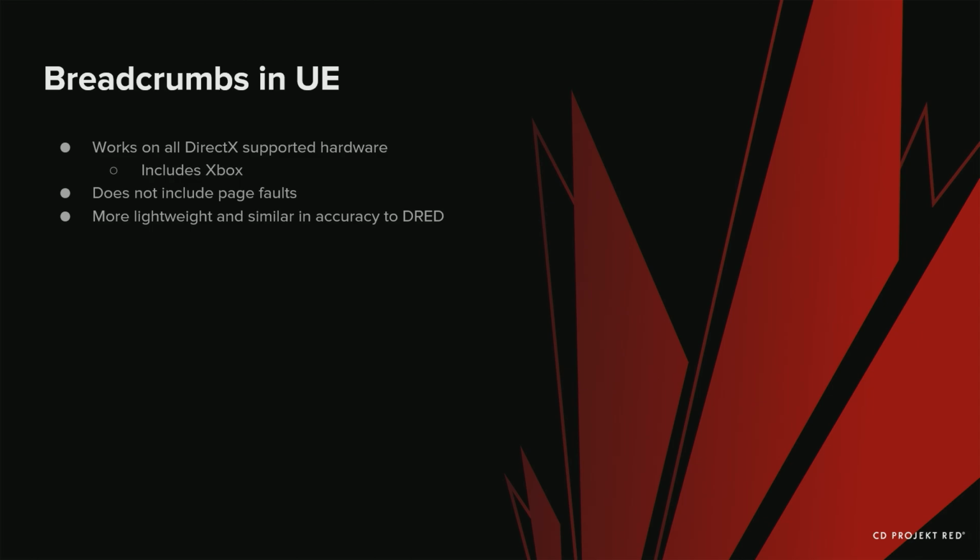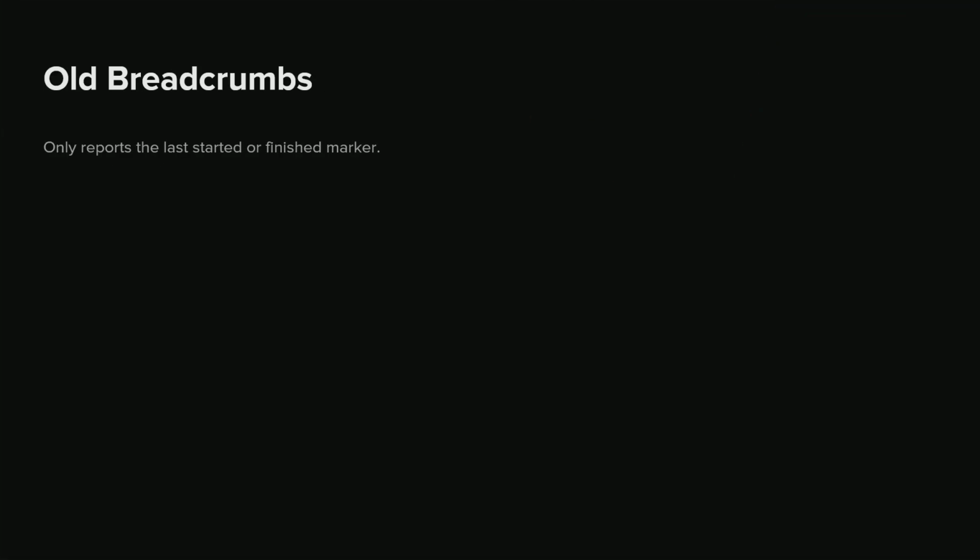So now let's move on to the last one, breadcrumbs in Unreal. Breadcrumbs is the user-implemented equivalent of the last three. It requires manually deciding when and what markers to write and what information to store on them. DRED works similarly under the hood, but offers less control to the user. And in fact, there's an improved version of breadcrumbs coming to Unreal. So let's first have a look at the old breadcrumbs as they were originally implemented.